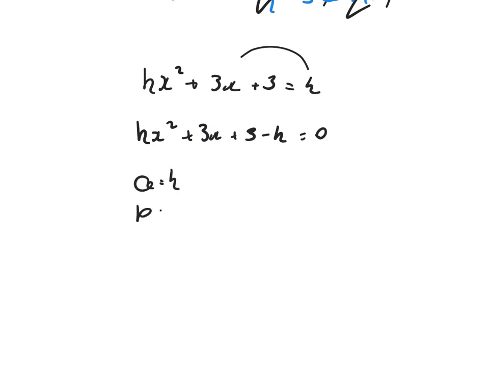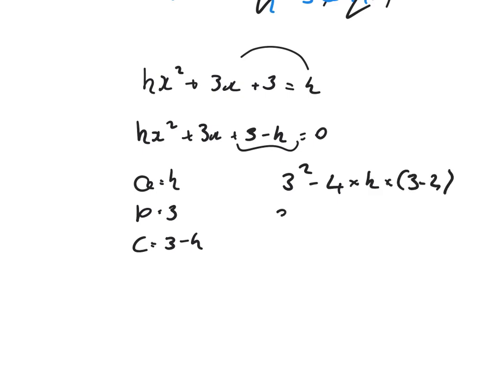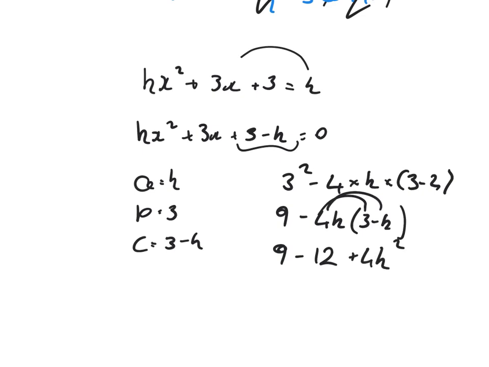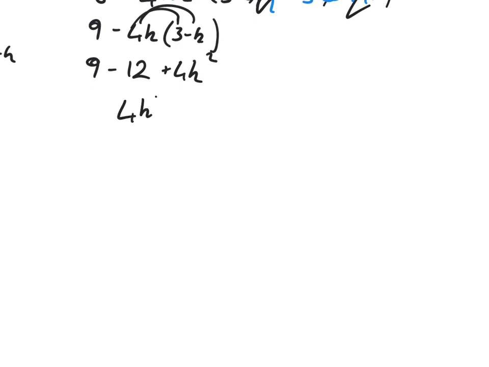a is equal to k, b is equal to 3, c is everything else, and that's 3 minus k. So that will be 3 squared minus 4 times k times (3 minus k). That's 9 minus 4k bracket 3 minus k. So that's 9 minus 12k plus 4k squared. So that can now be written as 4k squared minus 12k plus 9.